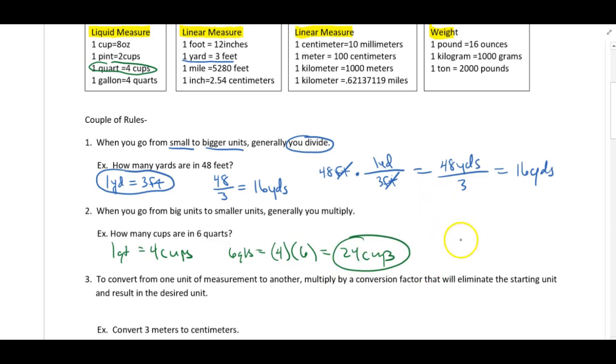Or another way to do it is if I line this up and I say 6 quarts times, now I want to cancel quarts out. So the conversion is 1 quart. I need to put quarts on the bottom so these cancel out, is equivalent to 4 cups. And this is over 1. So now 6 times 4 is 24 over 1, which would give me 24 cups. Okay?